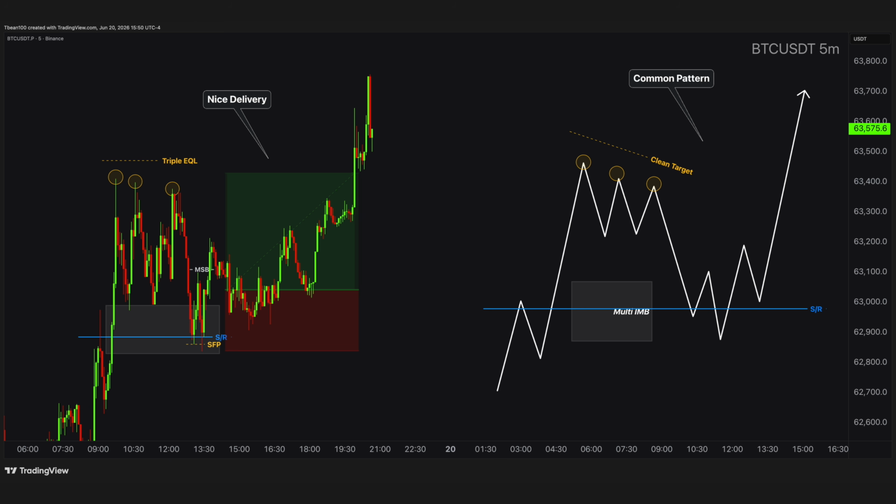This is exactly why this internal structure break combined with this light swing failure pattern becomes extremely important. As I mentioned to you before, you could have observed this structure break in different places. But what makes it highly valuable is where it actually occurs in the move.